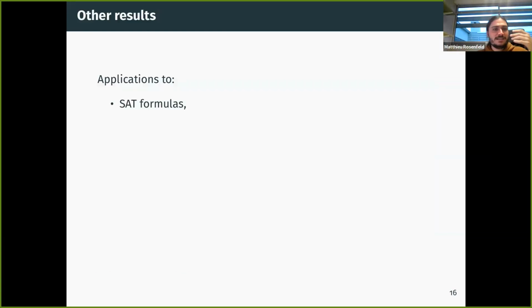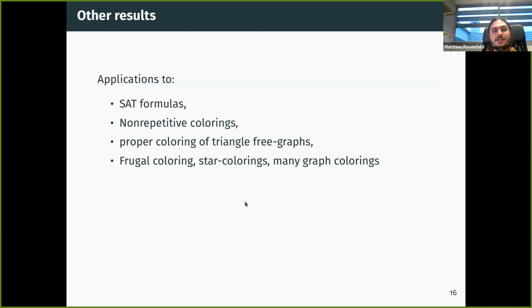And so let me mention some other objects this has been applied to. It has been applied to SAT formulas, non-repetitive coloring. So actually the first use of this technique outside of combinatorics on words was to non-repetitive colorings of graphs. This is what I did in 2020.